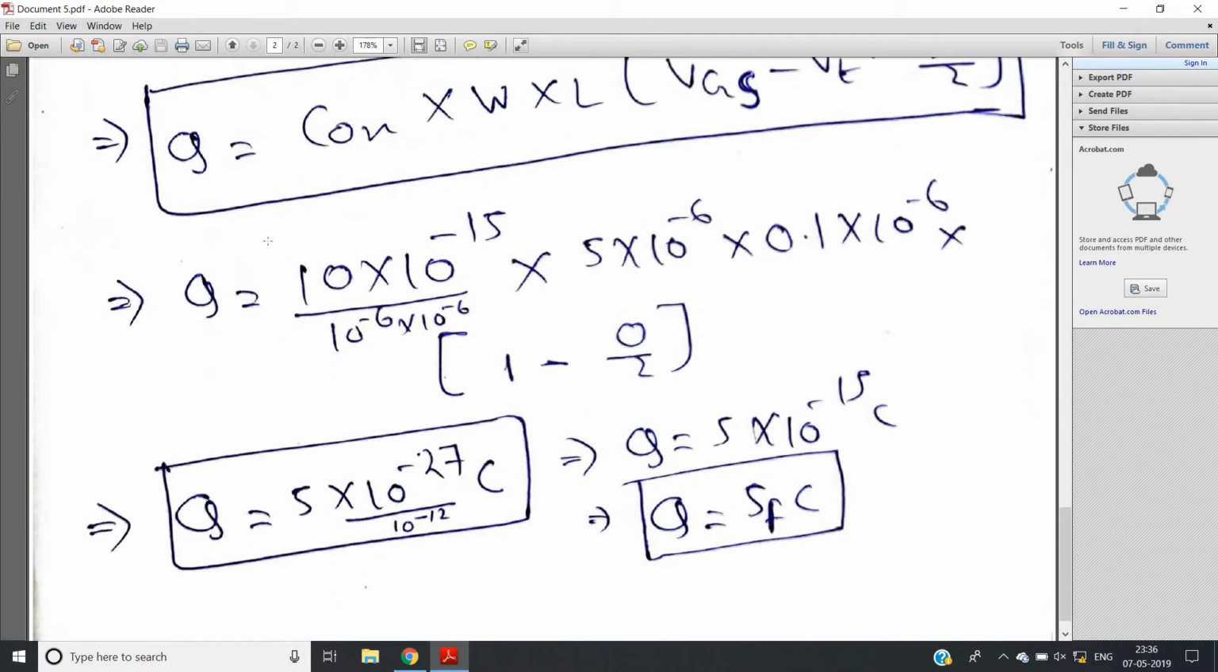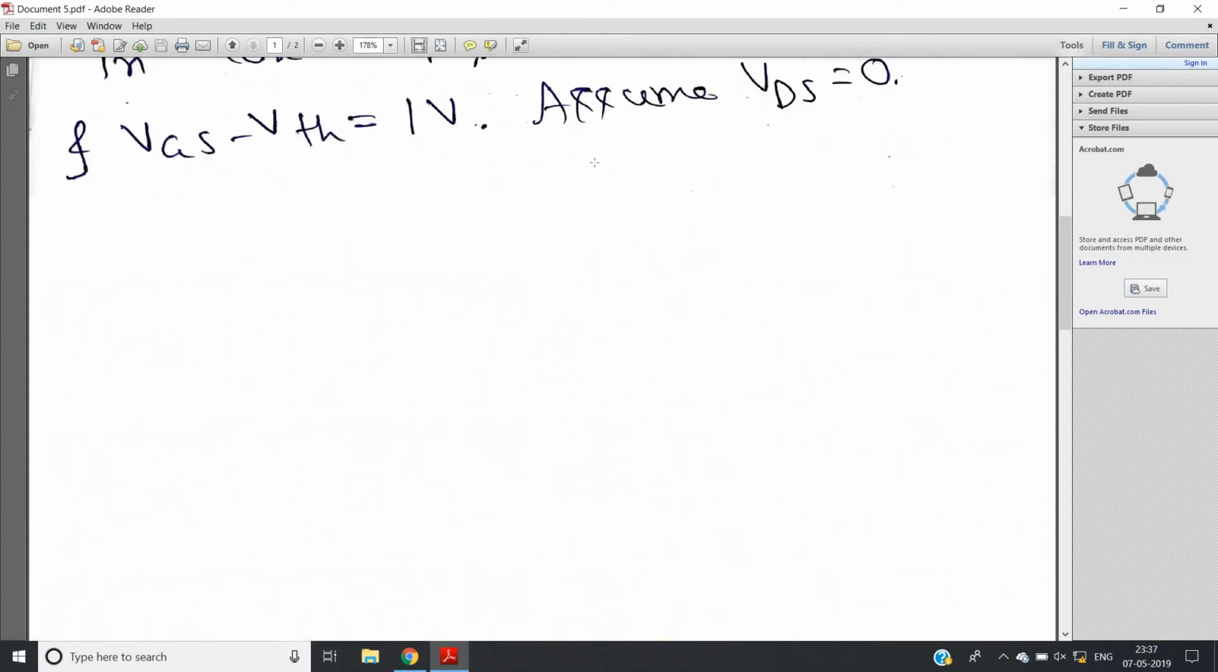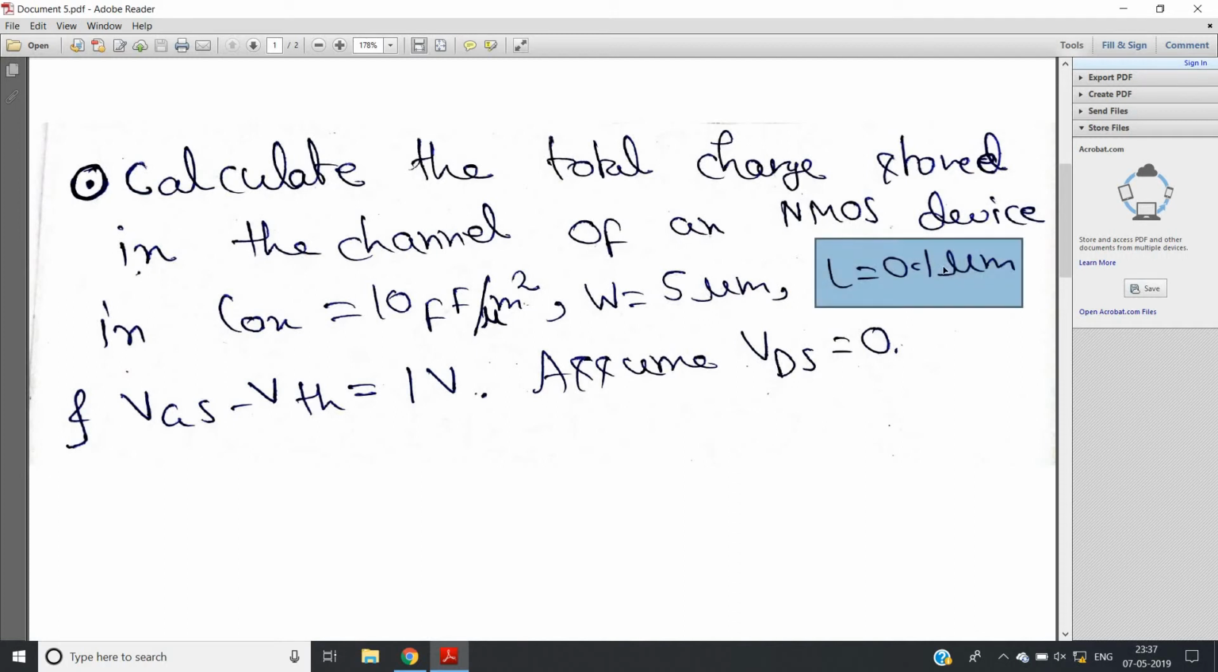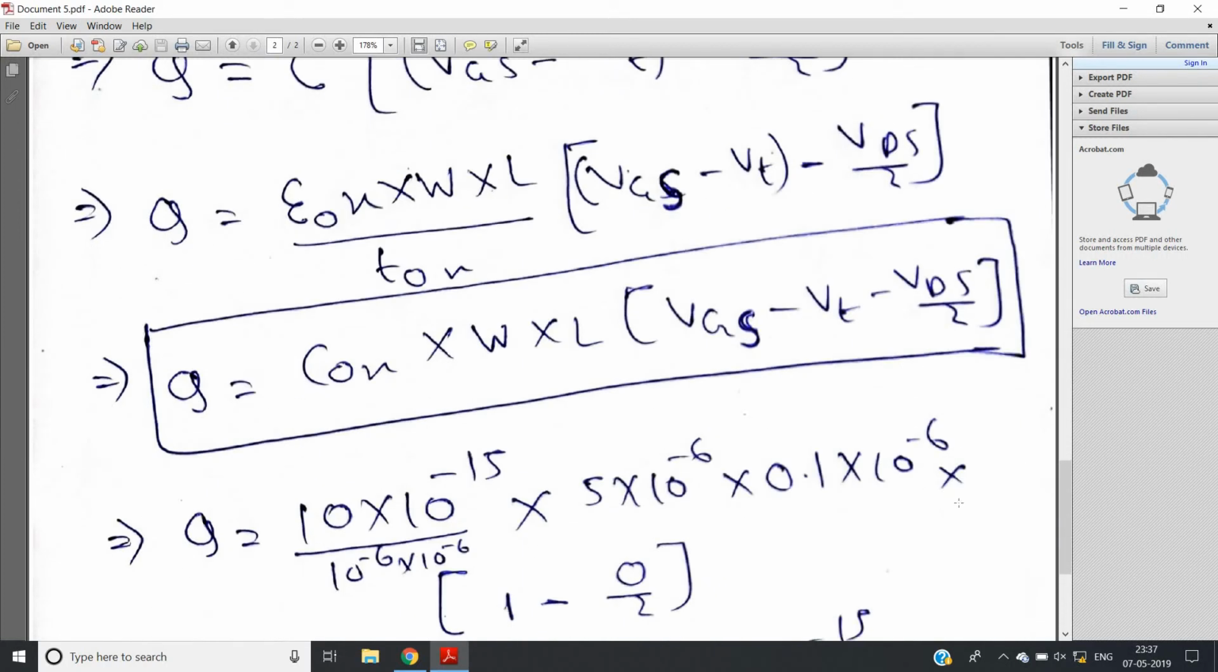So COX is 10 into 10 to the power minus 15, because it was given as 10 femtofarad, per micrometer square. So 1 micrometer square is equal to 10 to the power minus 6 into 10 to the power minus 6 meter square. Then W was given as 5 micrometer, so that is 5 into 10 to the power minus 6. L was given as 0.1 micrometer, right? See here, L was given as 0.1 micrometer. So substitute 0.1 into 10 to the power minus 6. So here I have written that.